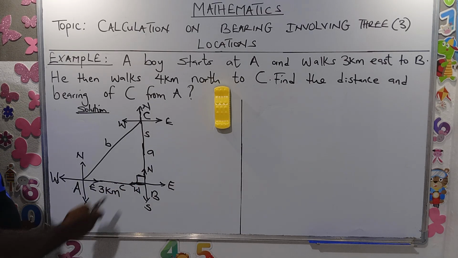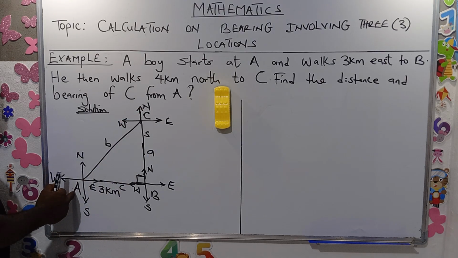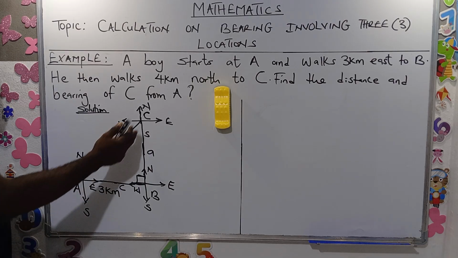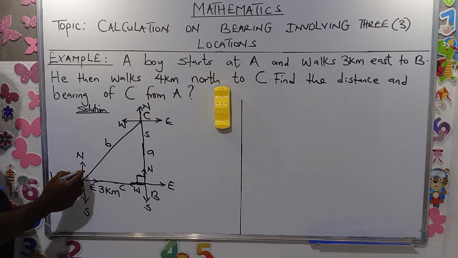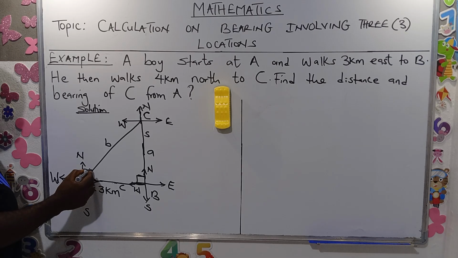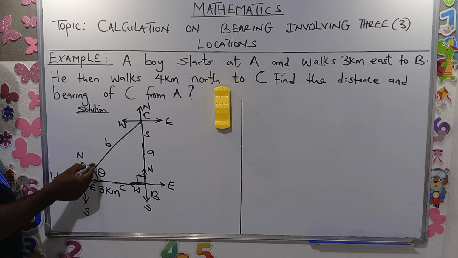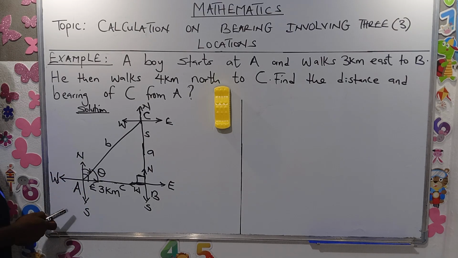Now in this case, we are going to look for the distance of C from A and also the bearing of C from A. That means what it takes to turn from the north. You always take your measurement from the north to get to the line of C. But before then, you have to calculate this angle theta. You should know that the total angle here is 90 degrees. 90 minus theta gives us the bearing of C from A. That's what it takes to turn from the north to get to the line of C.